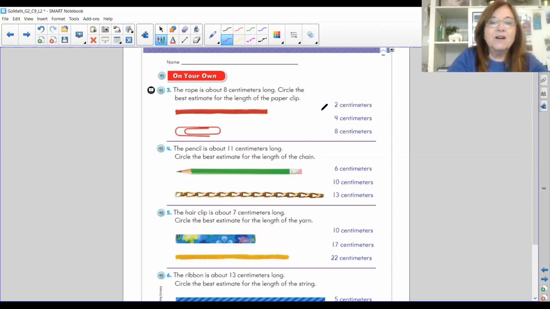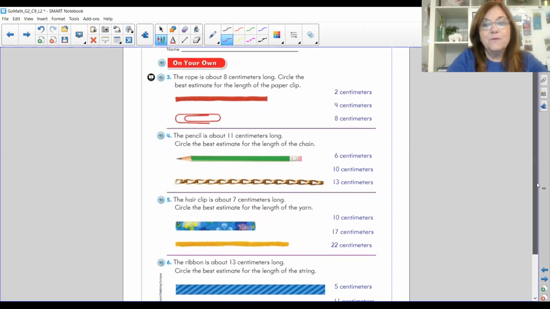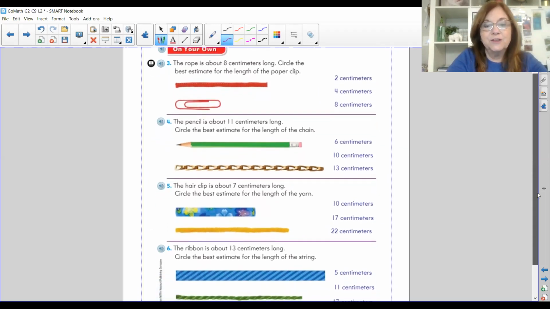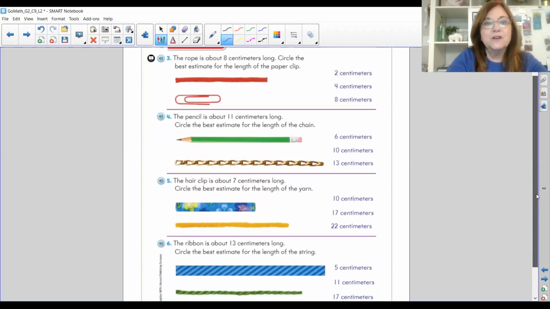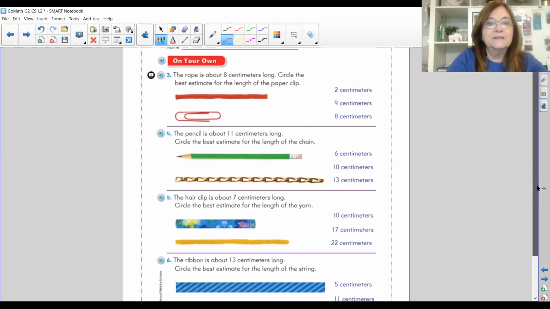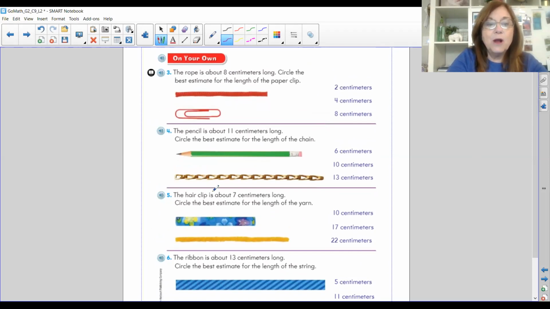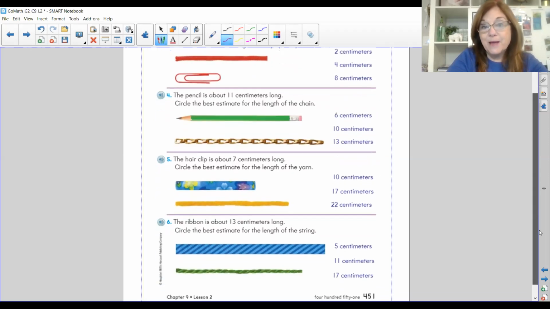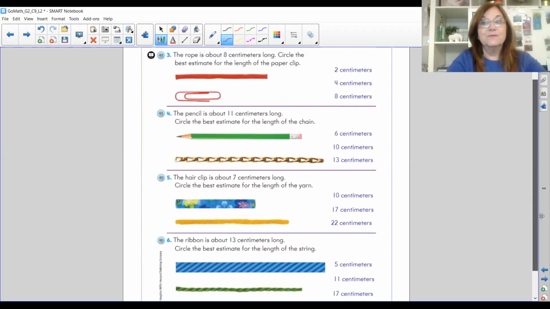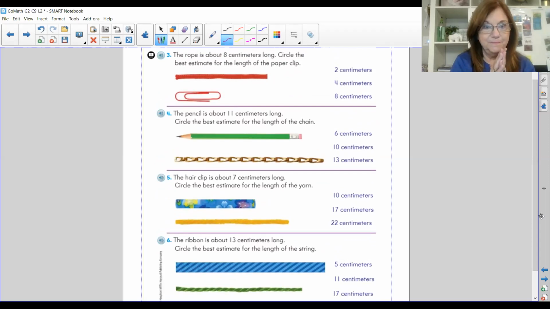Okay, this one says on your own. So if you want to pause the video right now before we go through the answers, you can try to find the answers on your own, and then we'll take a look. So what you want to do is read each problem and see if you can do it on your own. And then we'll come back and do the answers together. So go ahead and pause. Okay, now if you've paused, even if you haven't paused, here we go.